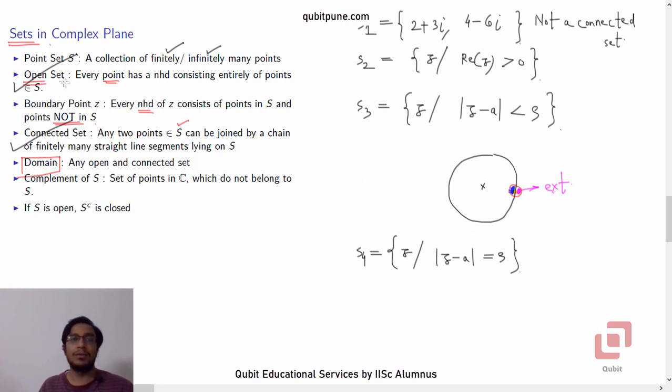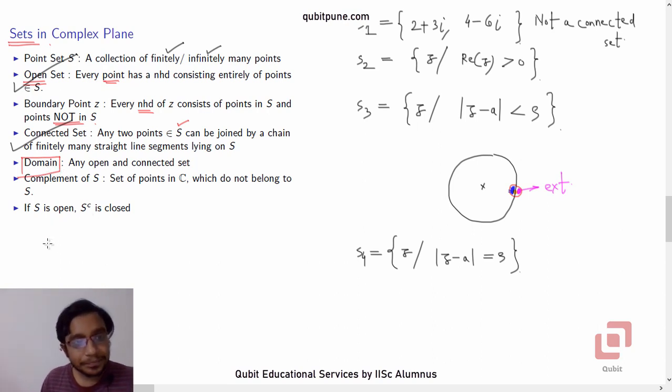You may come up with sets which are open but not connected, sets which are both open and connected, sets which are not open but connected, and sets which are neither open nor connected. So basically 4 possibilities, and only one of them is going to consist of domains.